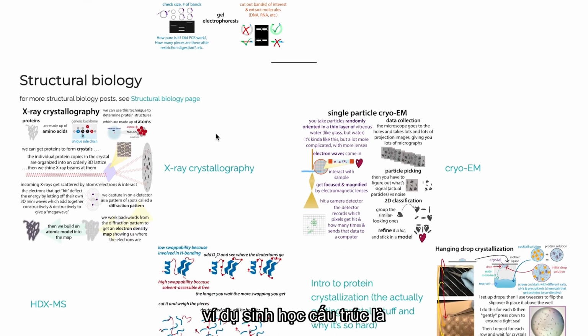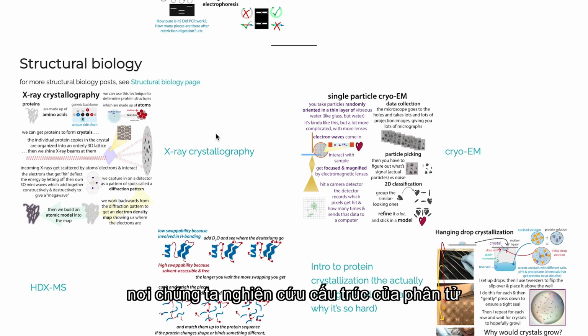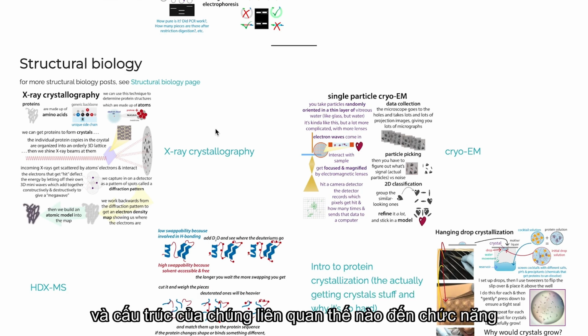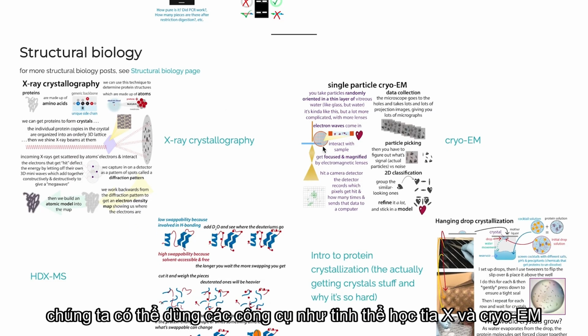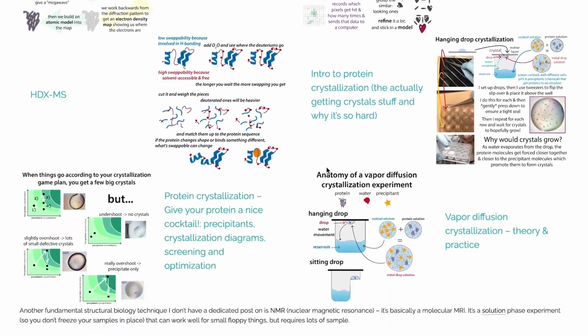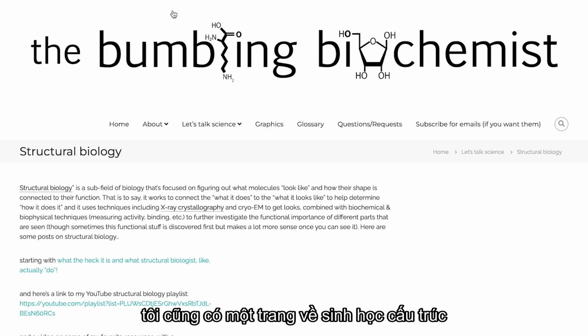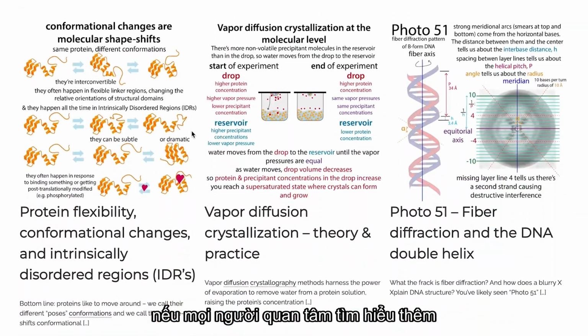So structural biology is going to be a field of biology and biochemistry where we're looking at the structure of molecules. So what do they look like at the atomic level? And how does their structure relate to their function? And so we can use tools like X-ray crystallography and cryo-EM and things like this. And I have a whole page on structural biology with a bunch of more posts if people are interested in more of that.